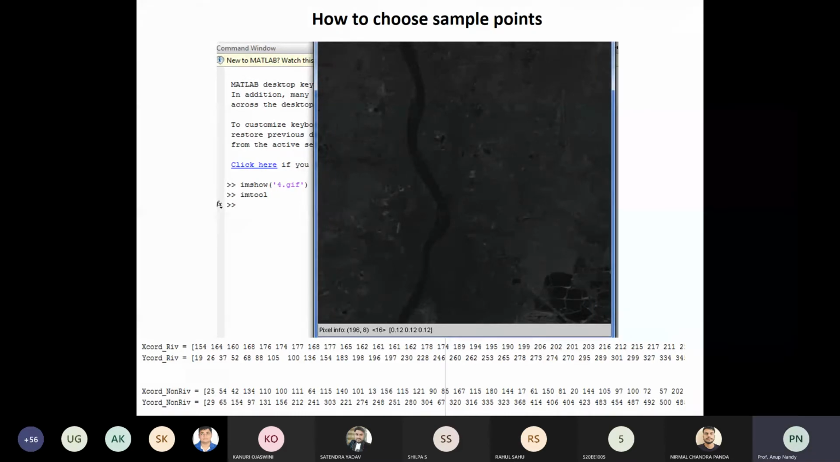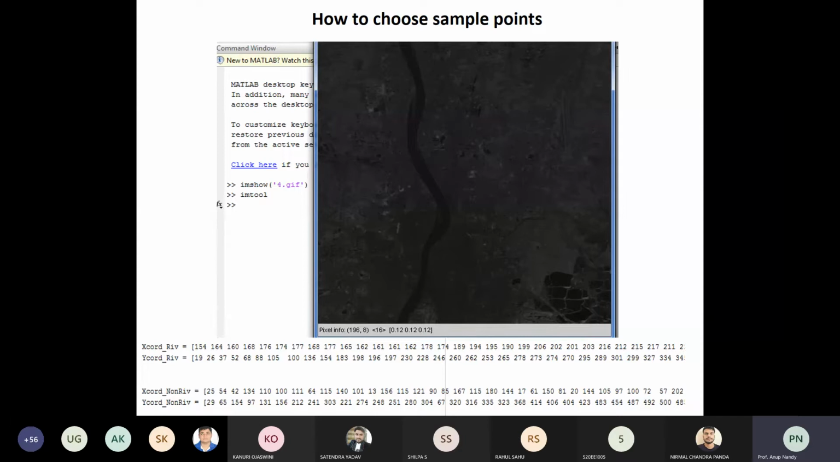Okay, now what do you have to do? For the training purposes, you have to choose the x coordinate and the y coordinate from the river class. How many points for training? 50 sample points. You have to take 50 sample points from the river class and 100 sample points from the non-river class. Now how do you choose it?